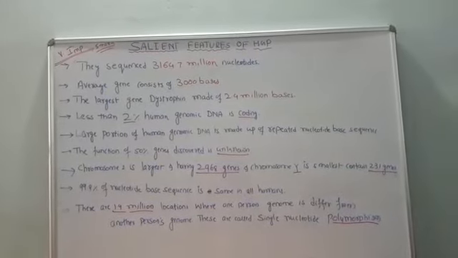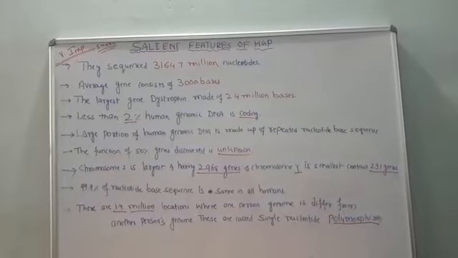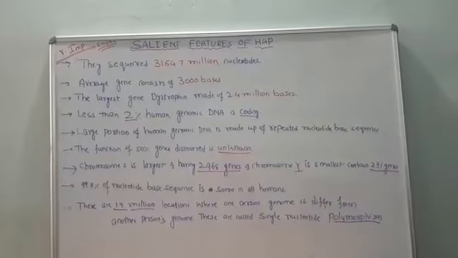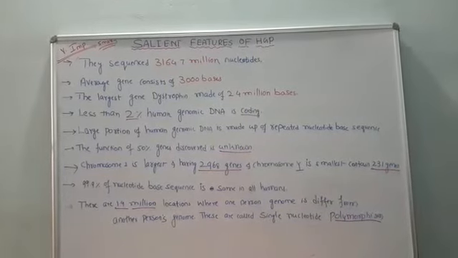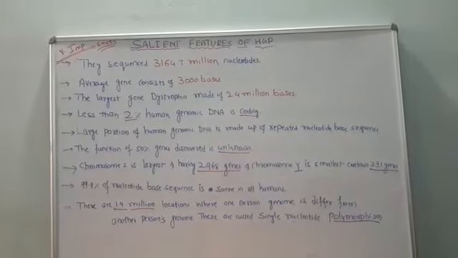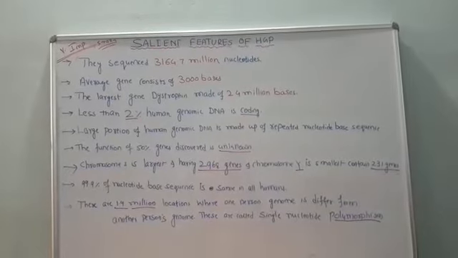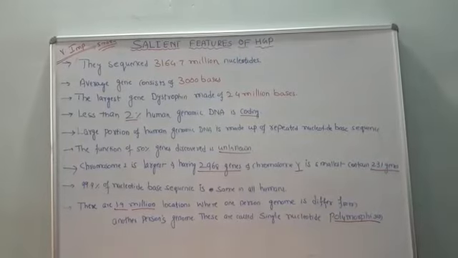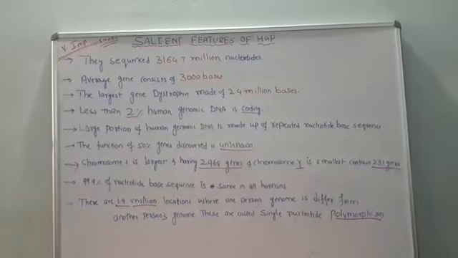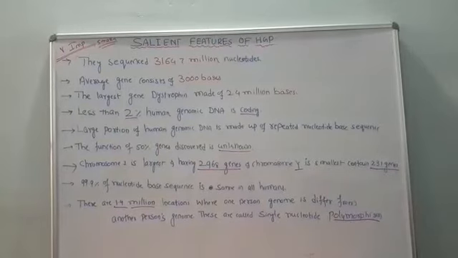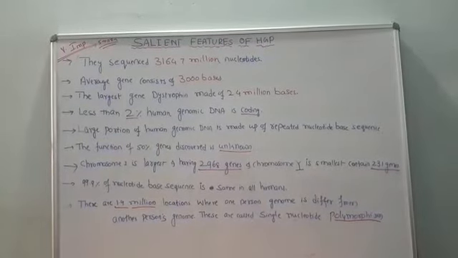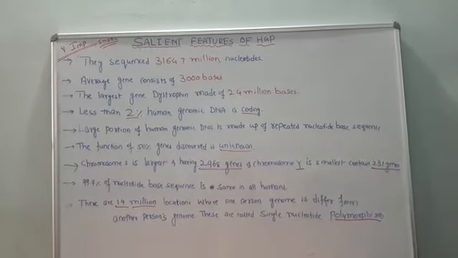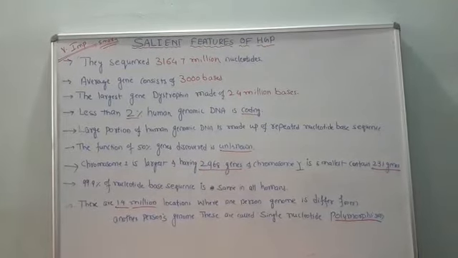After that, a large portion of human genome DNA is made up of repeated nucleotide sequences. This point is very important. In the next video, I am going to explain the repeated nucleotide sequences. They are also called VNTR. I have not written it, but I am telling it orally. The large portion of human genome DNA is made up of repeated sequences, VNTR, variable number of tandem repeats, as we also call them.